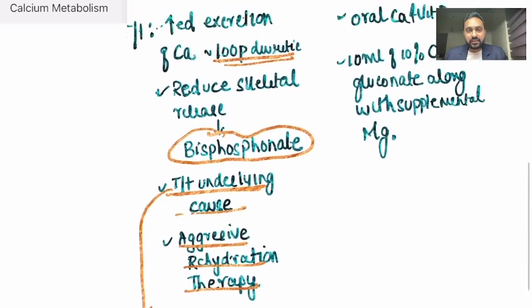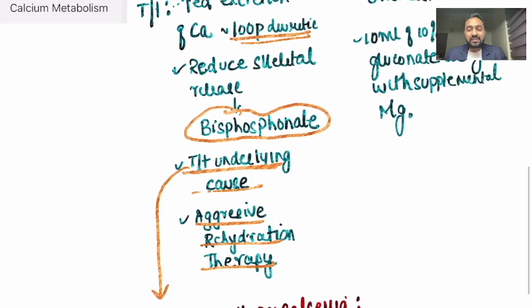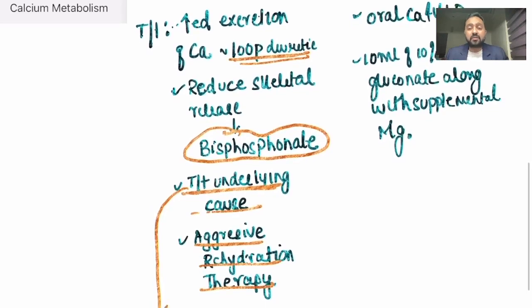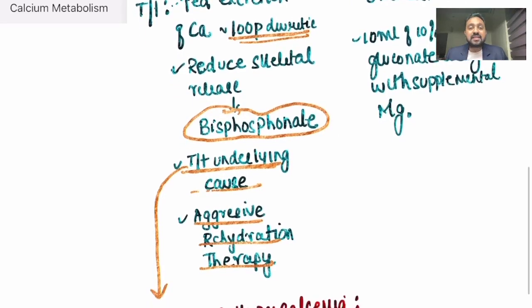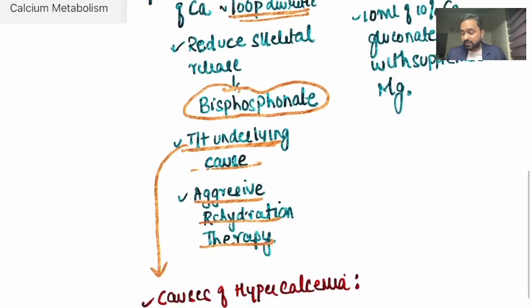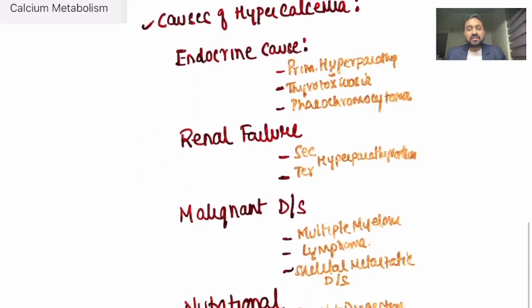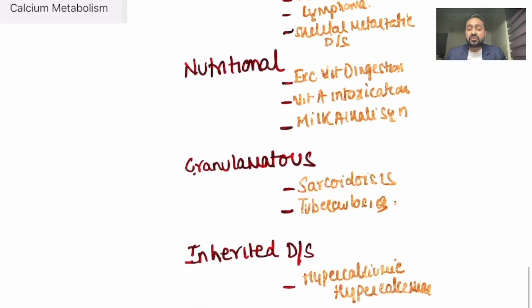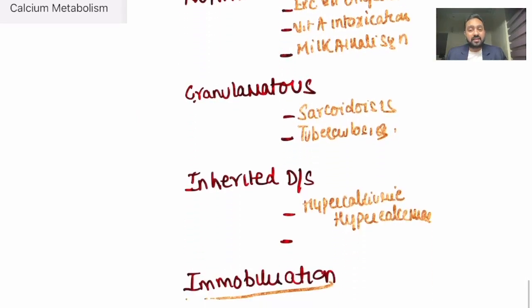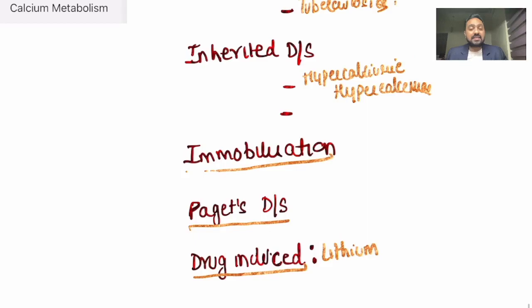So again, summarizing the treatment, we would be causing increased excretion of calcium, that could be via loop diuretics, reduced skeletal release in the form of bisphosphonates, and treatment of the underlying causes, where we have your endocrine causes, renal failure, malignant disease, nutritional causes, granulomatous causes and inherited disease, immobilization, Paget's disease and drug induced in the form of lithium.